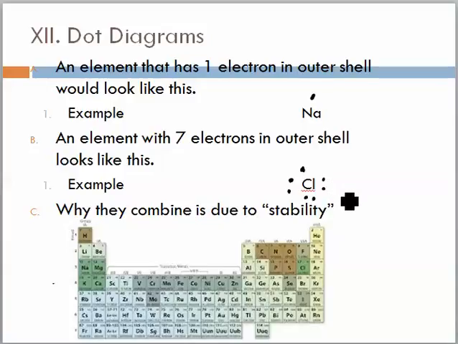Well, what you can see then is a lot of times sodium and chlorine will combine, and what that'll do now is that will allow chlorine to have 8 electrons in its outermost shell and sodium to have 8 electrons in its outermost shell.